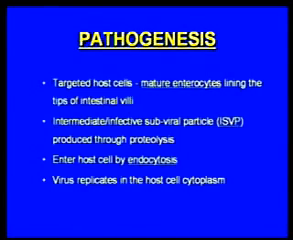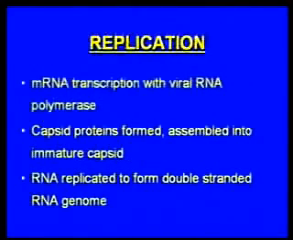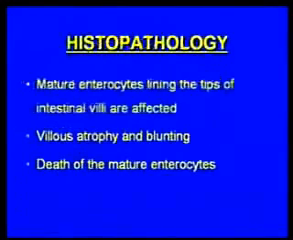So we talked about the pathogenesis and this ISVP, which is an enhanced infective particle. That targets the mature enterocytes lining the intestinal villi, especially at the tip. And once the attachment occurs, the virus is somehow engulfed into the host cell by endocytosis. It replicates there, it transcribes its RNA and forms its proteins, and then the RNA is replicated to form the double-stranded RNA. So the histopathologic cells that are affected are the tips of the villi, those enterocytes.